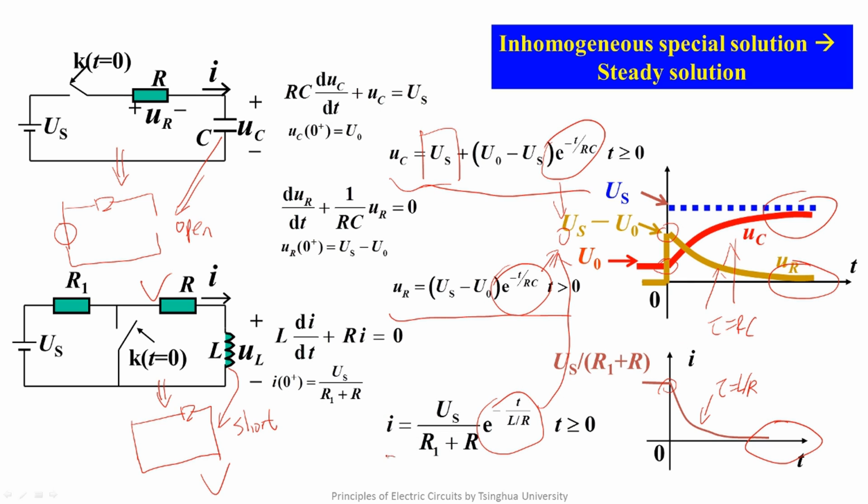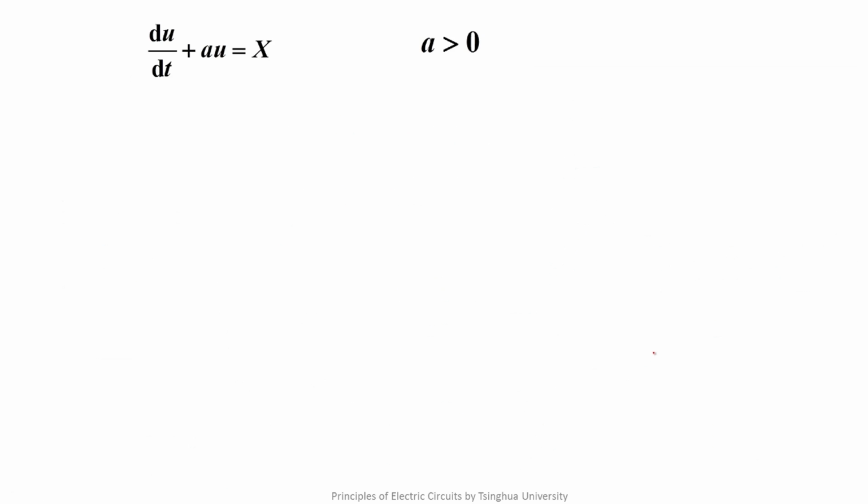This is the main content of this lecture. The method discussed in this lecture is the most important method for solving first-order circuits. Now we do some derivation. This is the first-order linear ODE with constant coefficients. Suppose A is greater than 0.